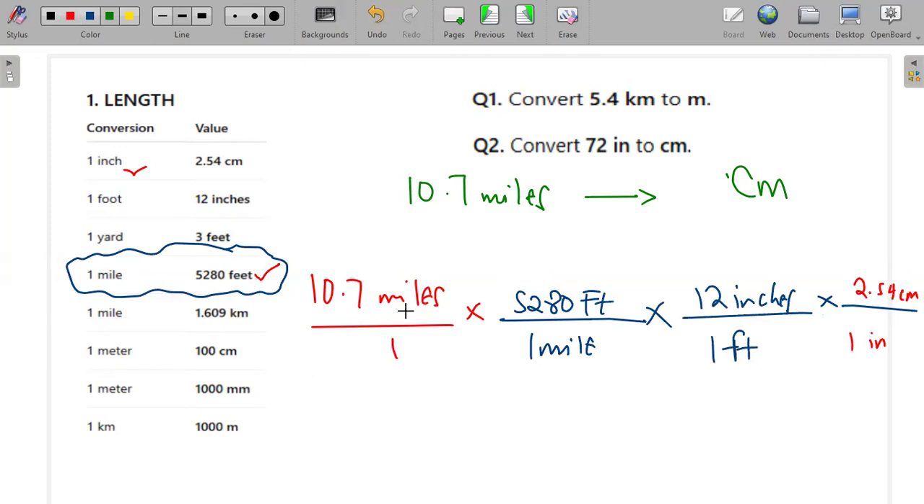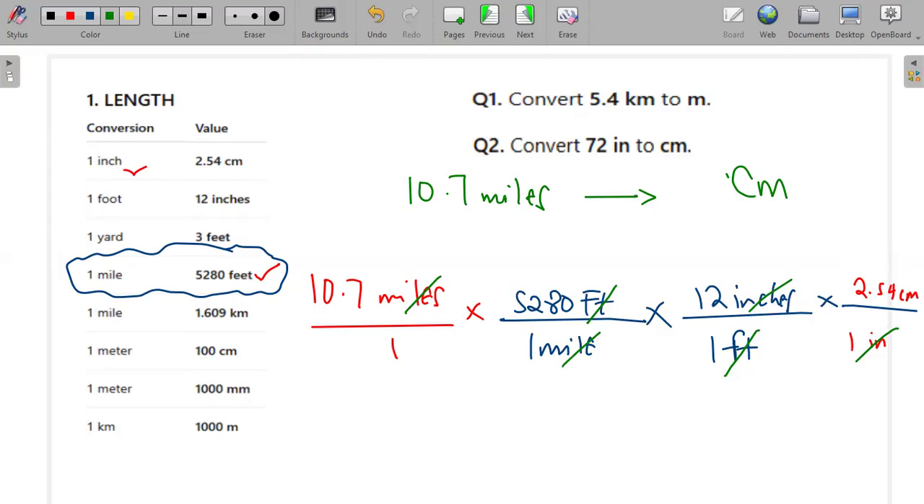So you see that mile is going to cancel with the mile. Feet or foot is going to cancel with the feet. The inches is going to cancel with the inches. So the only units that I'm remaining with are these centimeters now. So I'm just going to multiply throughout whatever I have on top there, and then I'm also going to multiply whatever I have down.